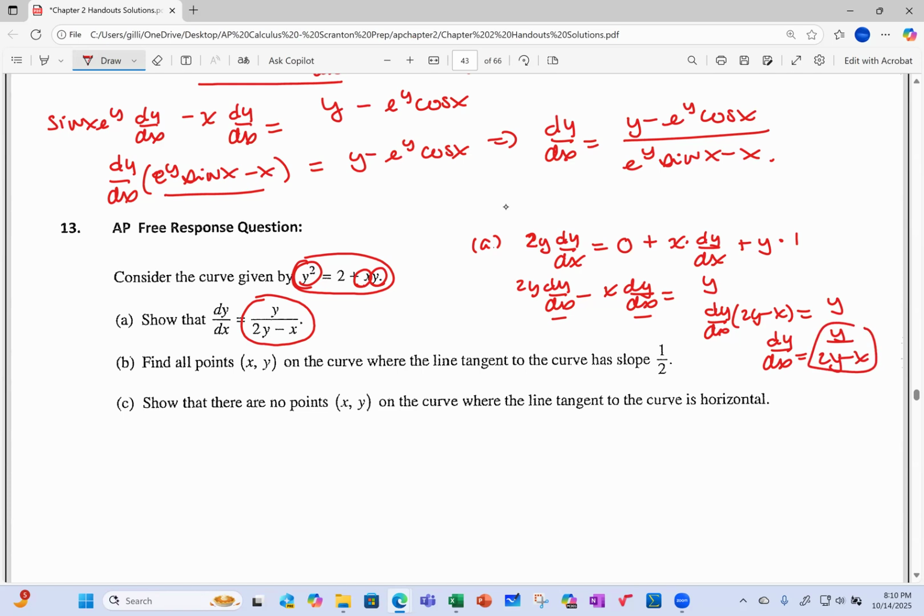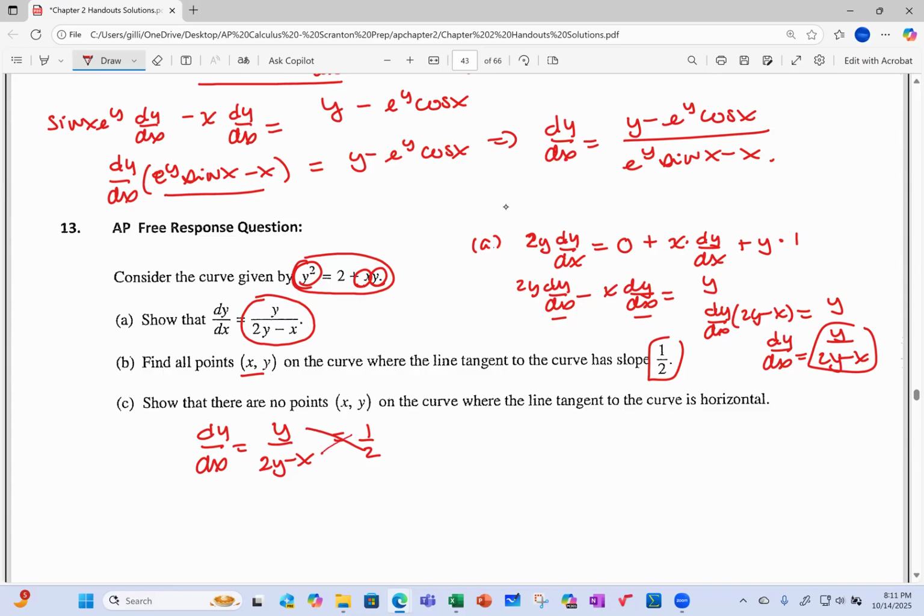In part B, we want to find all points on the curve where the line tangent to the curve has a slope of 1/2. So your tangent line is your derivative. It's the slope of the tangent line. So if I want the points where the curve equals a slope of 1/2, I'm just going to set dy dx, which is this expression here, equal to 1/2. That's all I'm going to do, is just set it equal to 1/2.